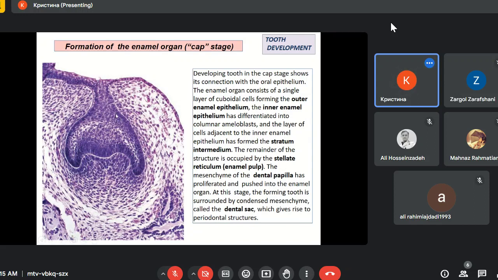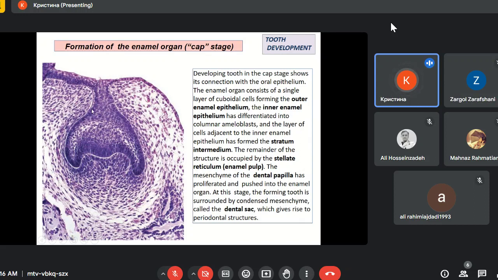What happens? So the bud starts to be invaginated in this region because of the proliferating mesenchyme. Mesenchyme, which surrounds the enamel organ, it is here, it proliferates and pushes the dental bud from the lower part and forms this invagination. So now we have the specific structure of the enamel organ.